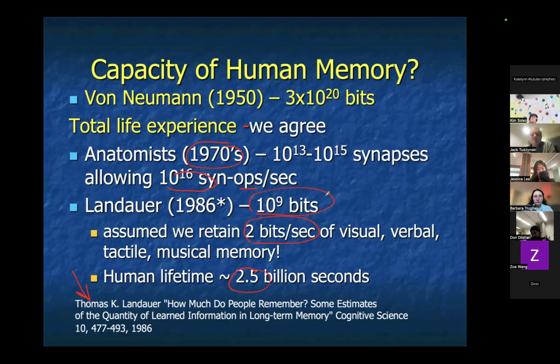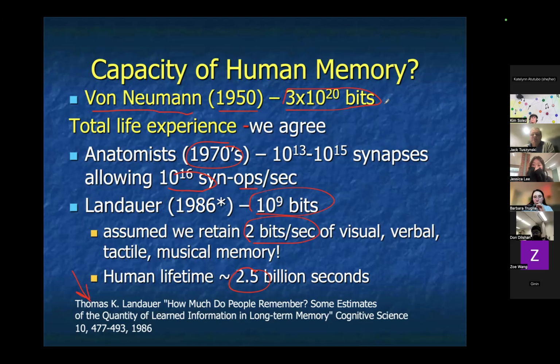I definitely disagree with this. And in fact, John von Neumann, who is, as you know, the godfather of modern computing, in 1950 estimated what we are claiming now, which is actually very close to a reasonable estimate: 3 times 10 to the 20th bits. So that was 75 years ago.